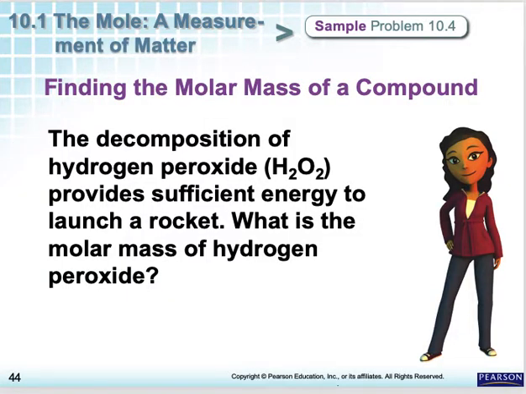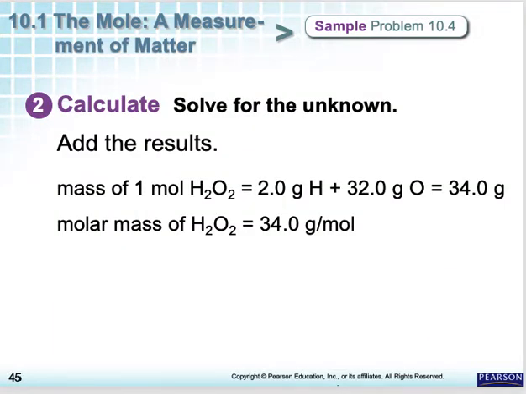The decomposition of hydrogen peroxide provides sufficient energy to launch a rocket. What is the molar mass of hydrogen peroxide? So we have 2 times the mass of hydrogen plus 2 times the mass of oxygen, which gives us 34.0 grams per mole.